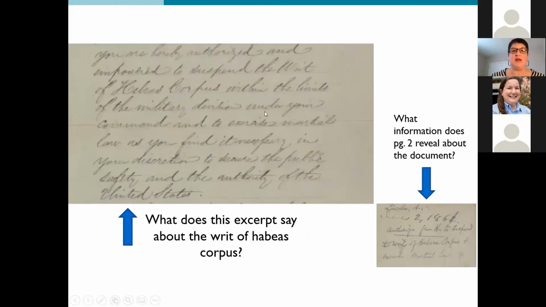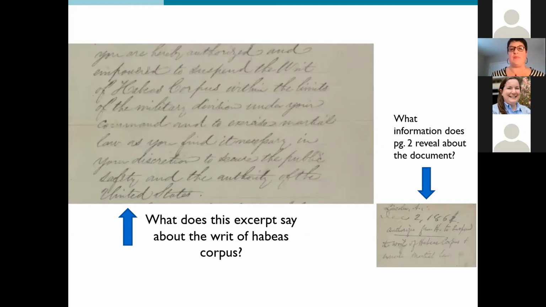So you'll see there, on the left, I have taken a portion of the manuscript you were looking at, and I'm going to read it to you because I don't know what type of screens you're all on. It says: You are hereby authorized and empowered to suspend the writ of habeas corpus within the limits of the military division under your command and to exercise martial law as you find it necessary in your discretion to serve the public safety and the authority of the United States.